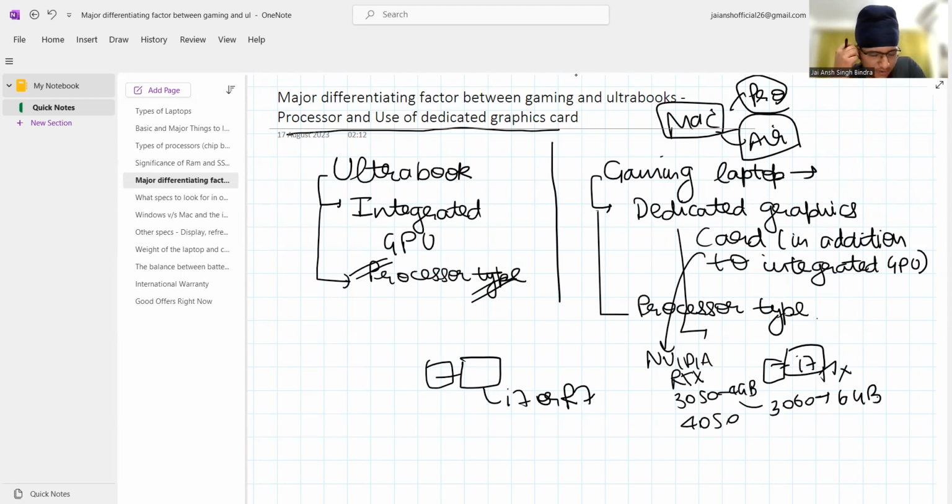The processing of an ML model is done on a GPU. I might not be very correct with the terminology, but I'm just trying to give you a basic hang of things here. For that, gaming laptops are really good and they have a dedicated graphics card.